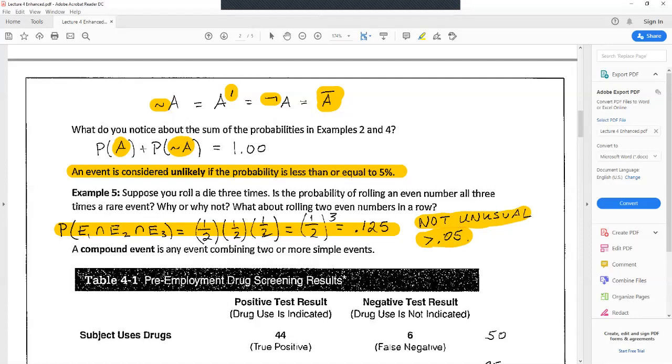Remember, an occurrence is unusual if it happens to have a probability that's less than or equal to 5%. And going back to the and situation here, we have E1 and E2 and E3. So whenever we use the conjunction and, that means we have to multiply the probabilities. A compound event is an event combining 2 or more simple events.